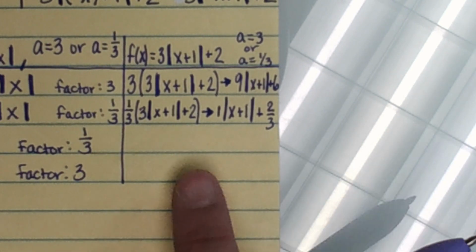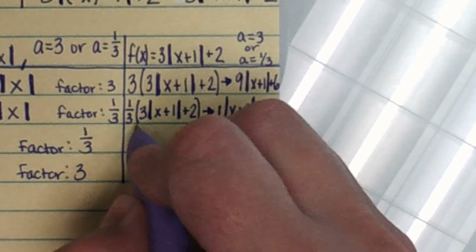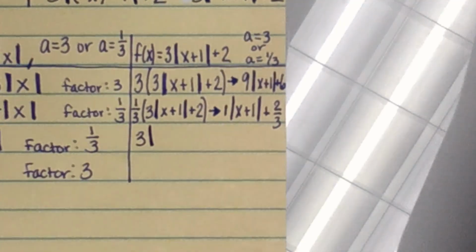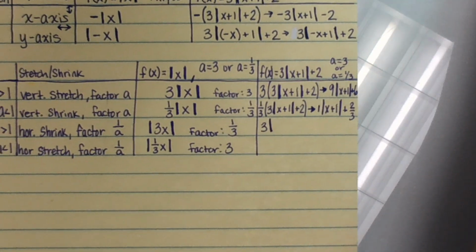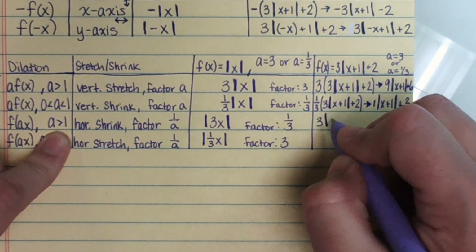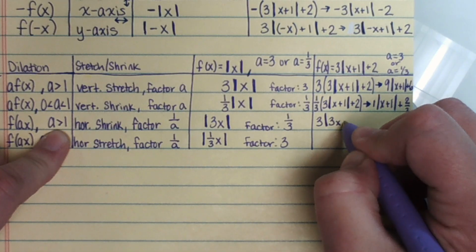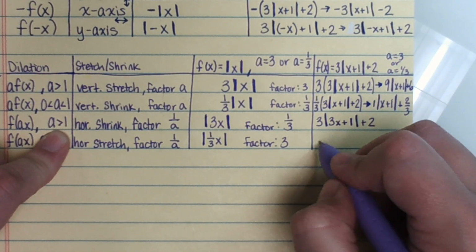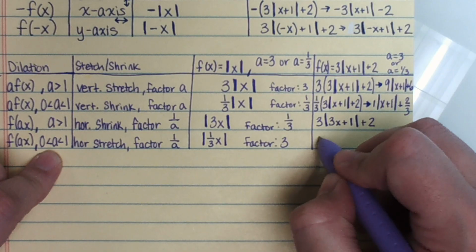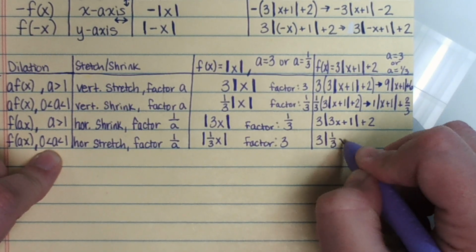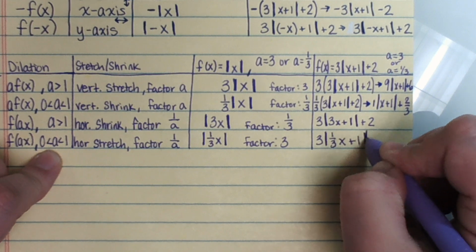Sorry, don't mind me. Horizontal stretch and shrink. Thankfully, those happen directly next to the x. Again, a horizontal shrink if a is bigger than 1. So all of a sudden it becomes a 3x plus 1 inside the absolute value. Or for a horizontal stretch, it's a 1/3 x plus 1 inside the absolute value.